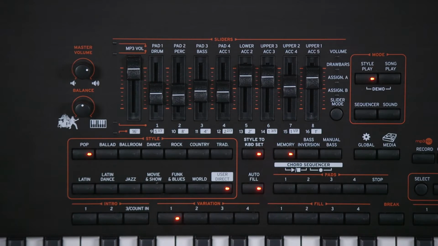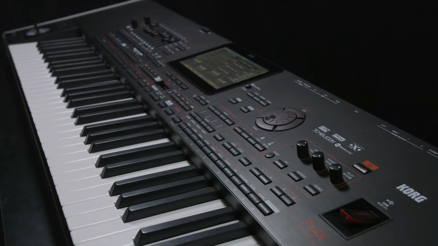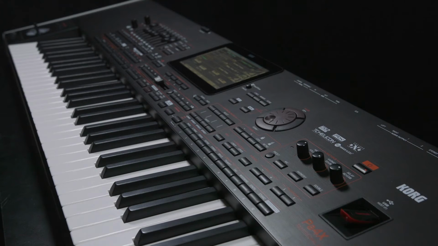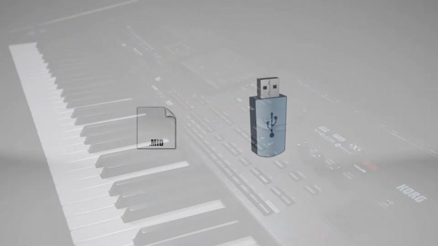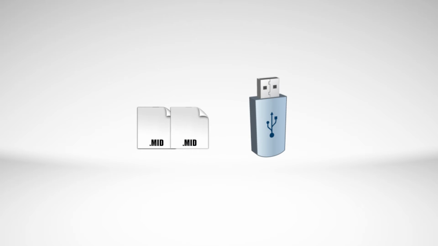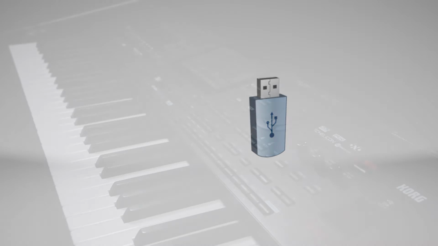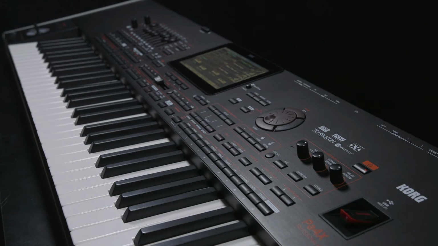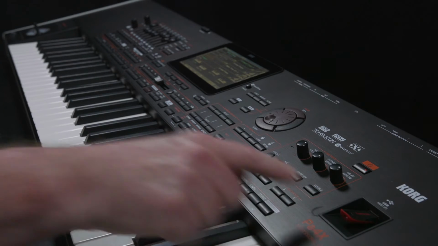Let's go to song play mode. The files are played directly from the internal memory or from media inserted into the USB host port on the back or on the top right of the Pa4X. If you want to follow along with this exercise, you'll need a USB flash drive with at least 2 MIDI files, a karaoke MIDI file, and an MP3 on it. Insert the flash drive here into the USB port on the top right of the instrument.